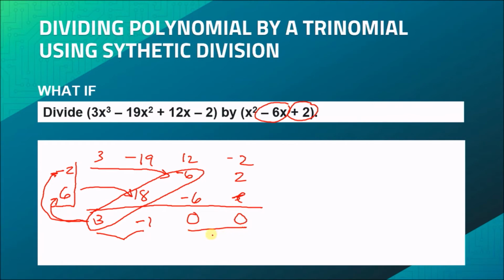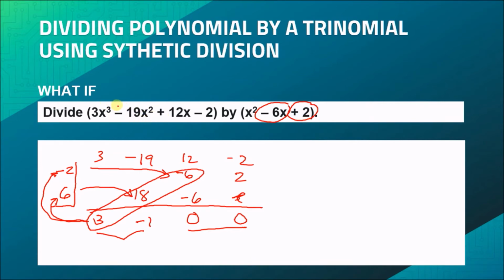Nagkaroon din tayo ng remainder na posibleng binomial ang remainder natin kapag trinomial ang divisor. Nagkataong 0 silang dalawa. So meaning, kung may numero man dito, this is the linear term of the remainder. Pag may number man dito, this is the constant term of our remainder. Nagkataong 0, meaning x squared minus 6x plus 2 is actually a factor of this given polynomial.